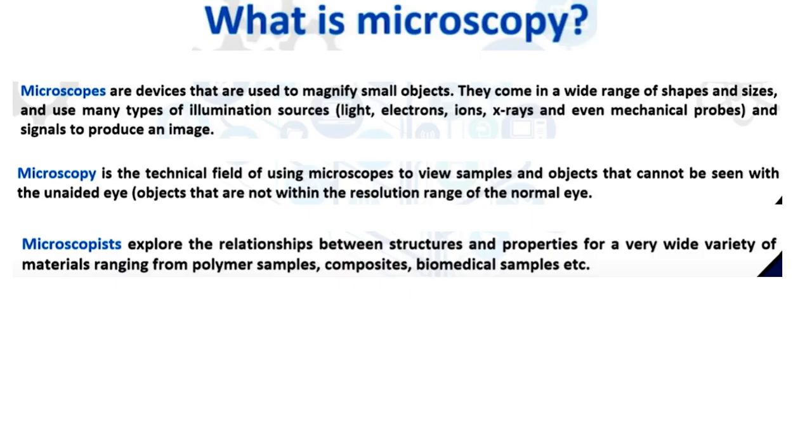Now microscopy is the technical field of using a microscope to view samples and objects that cannot be seen with our naked eye. So obviously we have a limit through our eyes. We cannot go below maybe a few tenths of a millimeter. If we want to see objects that have very small size, for example any biological species, we need microscopy. And microscopists explore the relationship between structure and properties for a very wide variety of materials. It may be polymers, it may be composites or biomedical samples, and sometimes also very hard types of metals.